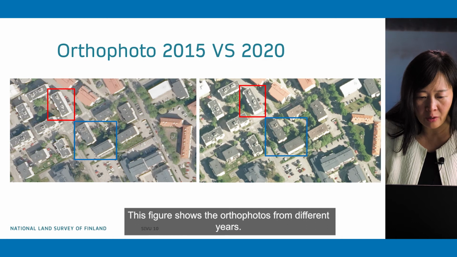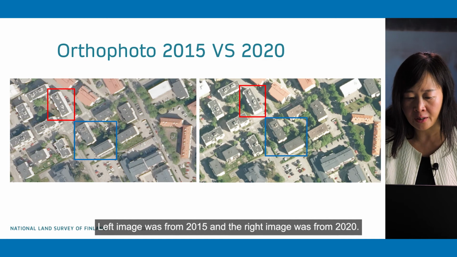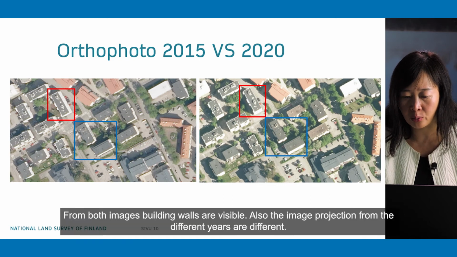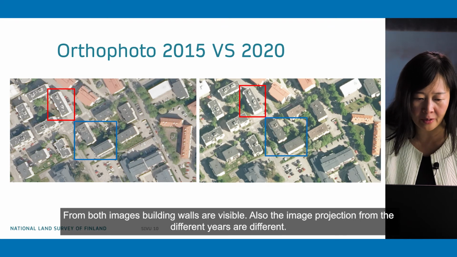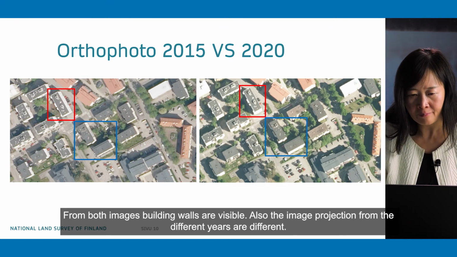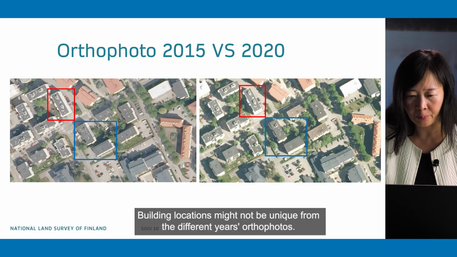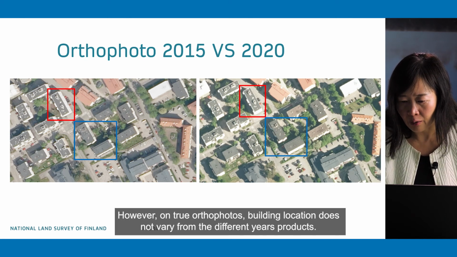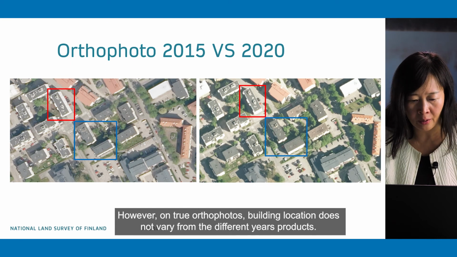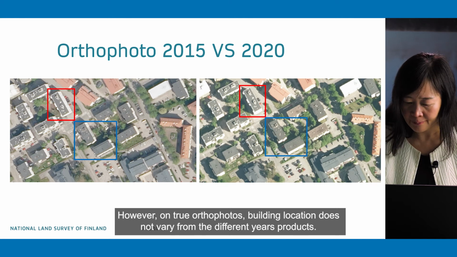This figure shows the orthophotos from different years. The left image was from 2015, and the right image was from 2020. So from both images, building walls are visible. Also, the image projections from the different years are different. It was affected by aerial camera shooting directions. So building locations might not be unique in the different years' orthophotos. However, on true orthophotos, building location does not vary between the different years' products.